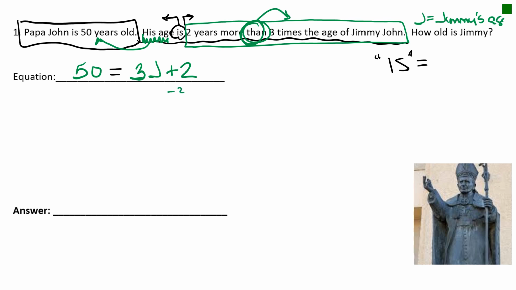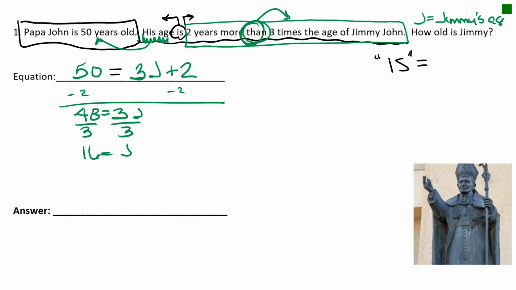So we're going to subtract the 2. We get 48 is equal to 3J. This is multiplication. Remember, the opposite of multiply is divide, so we're going to divide by 3, and we get that Jimmy is 16. So our answer is Jimmy is 16.